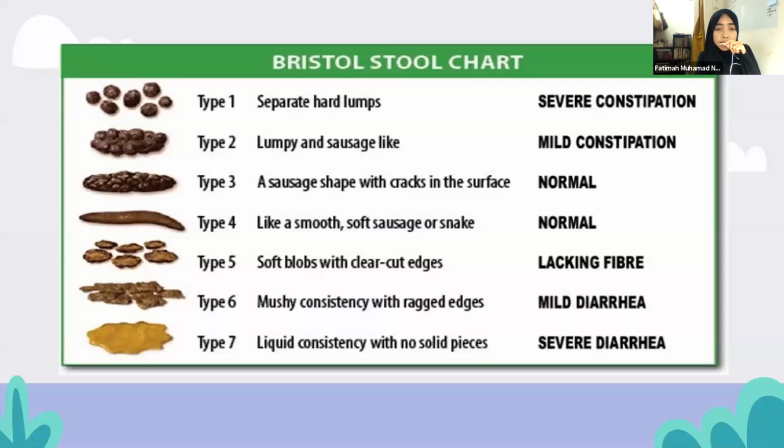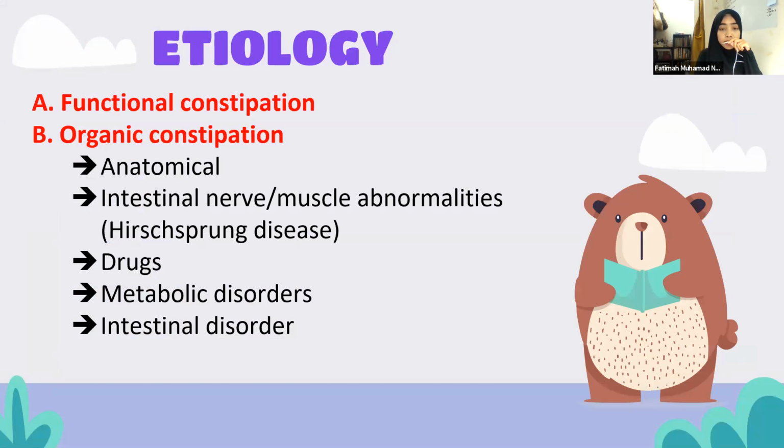Okay, so this is the Bristol stool chart, and it can act as a guide to help parents tell you the appearance of the child's stool. Next. Okay, so next we continue with the etiology of chronic constipation.